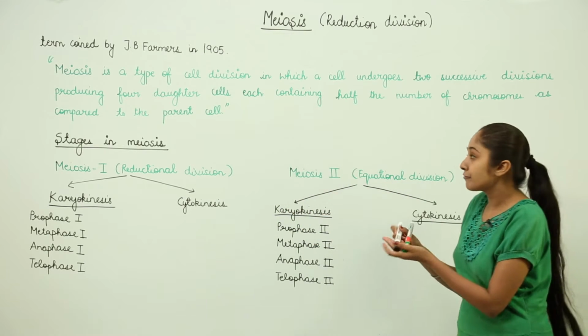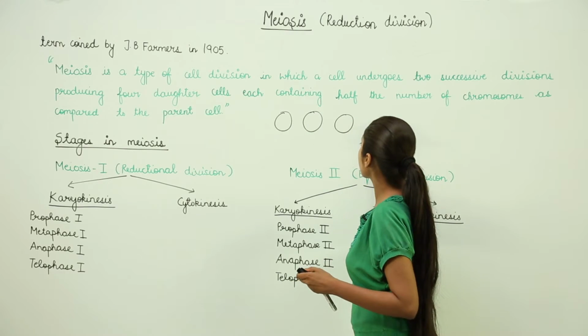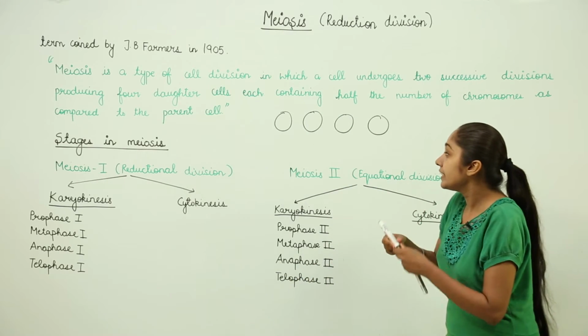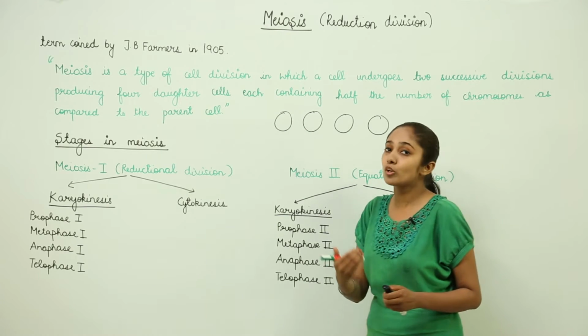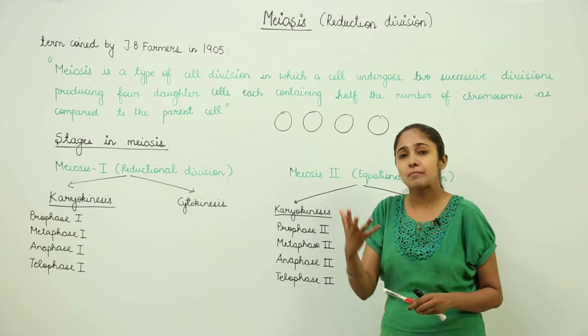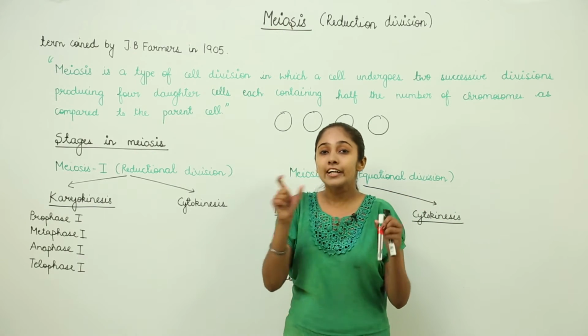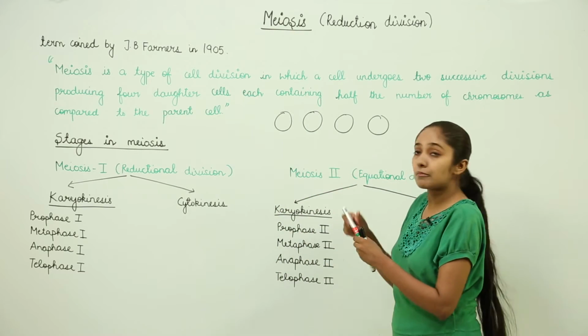So we have 4 daughter cells that are produced, right? And in these 4 daughter cells we have the haploid number of chromosomes. Haploid means half the number of chromosomes. Just remember, I am recalling it again: H for half and H for haploid. So we have the haploid number of chromosomes.